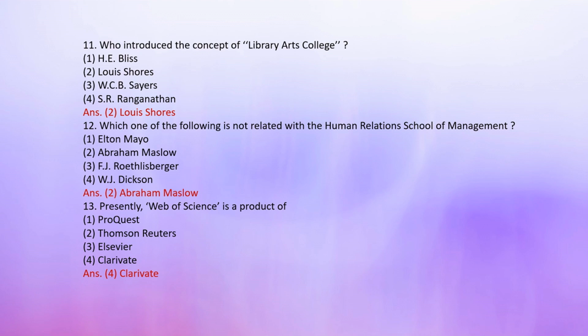Number 13. Presently, Web of Science is a product of 1. ProQuest, 2. Thomson Reuters, 3. Elsevier's, and 4. Clarivate. And correct answer is 4. Clarivate.